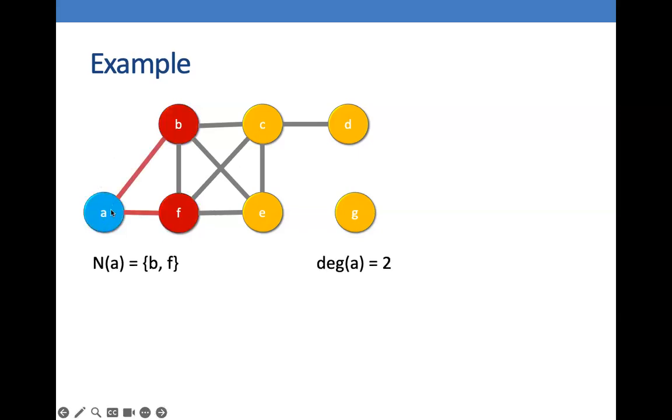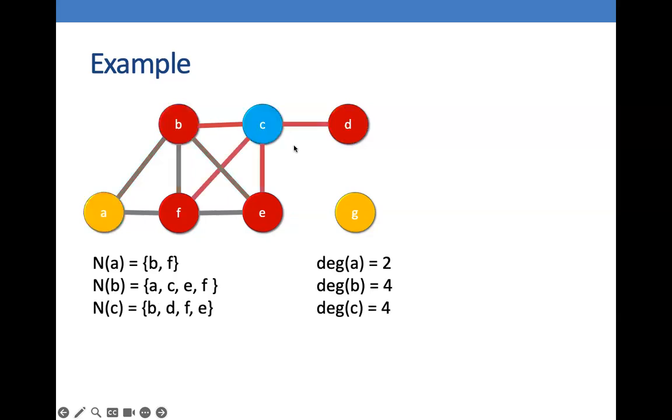Now let's start with vertex A. The neighborhood of A is B and F. So we can then say that the degree of A is equal to 2. Okay, and then what about the neighbors of B? The neighbors of B are A, F, C, and then E. And what is the number of edges that are incident to B? It follows from the neighborhood that the degree should be equal to 4.